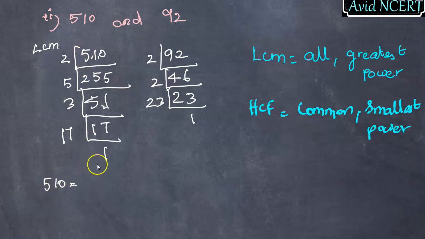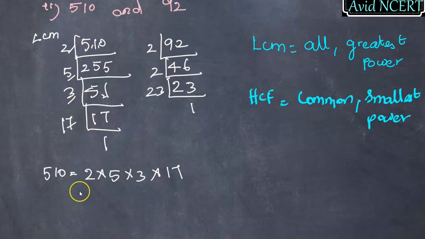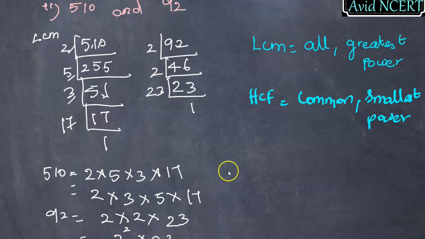So 510 equals 2 into 5 into 3 into 17. So 2, 5, 3 and 17. Arrange this in ascending order: 2 into 3 into 5 into 17. And 92 is 2 into 2 into 23, which means 2 square into 23. Now let's do the LCM. So what are the factors we have here?